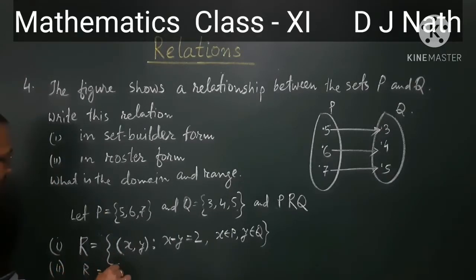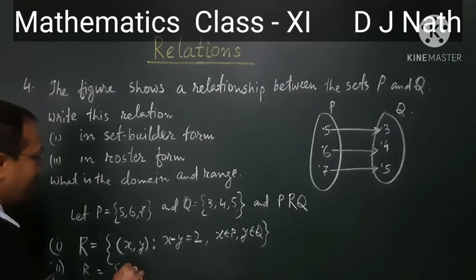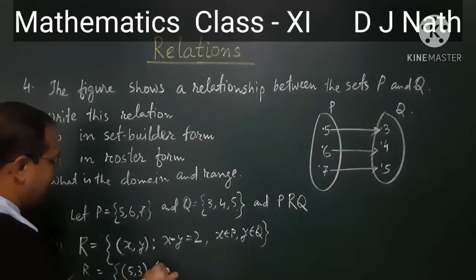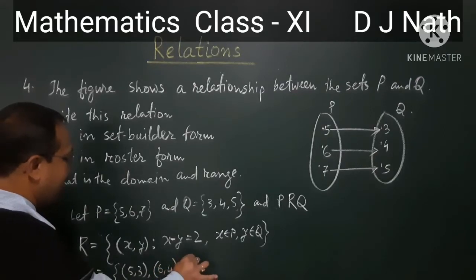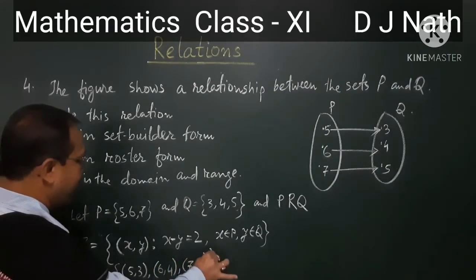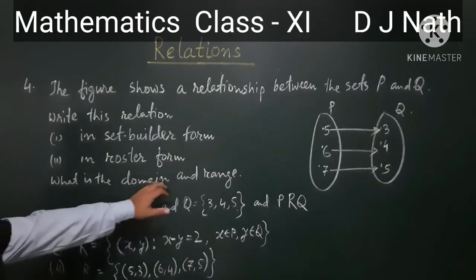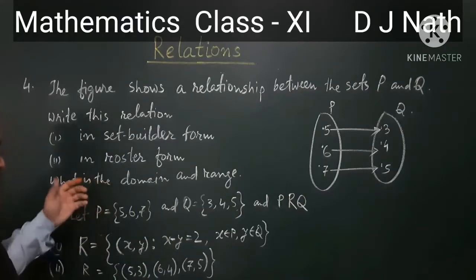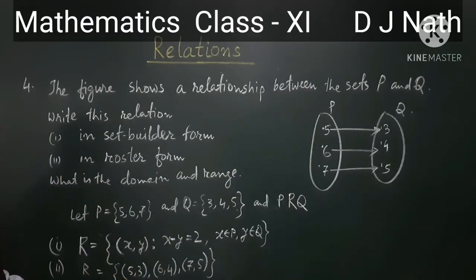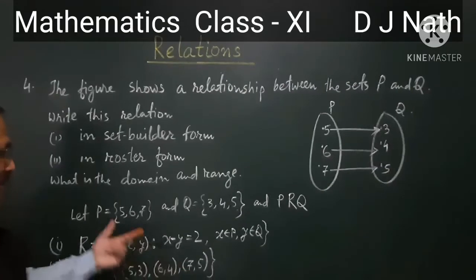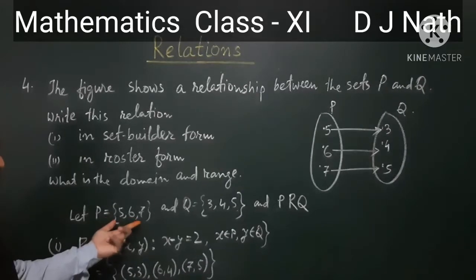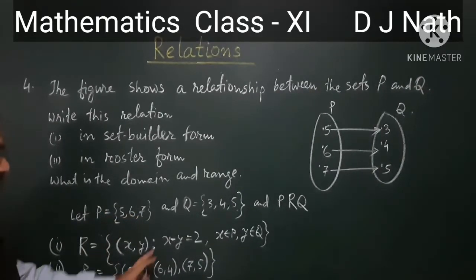In roster form it is (5, 3), (6, 4) and (7, 5). This is the roster form. Now, if it is asked to write domain and range, what will be the domain? Domain will be the first element. What is the first element? Look at 5, 6 and 7. So domain will be set P, nothing but set P.